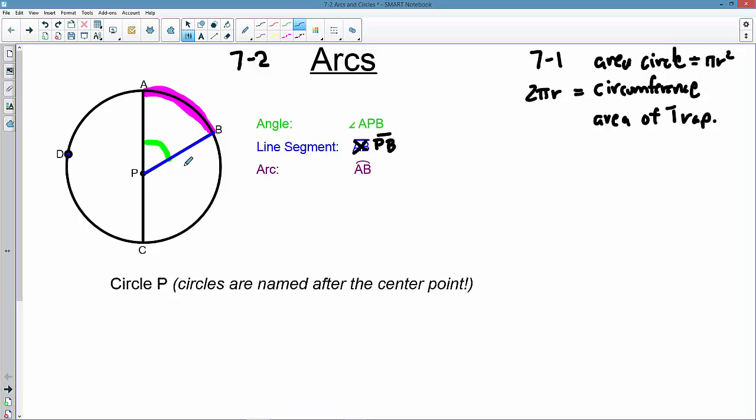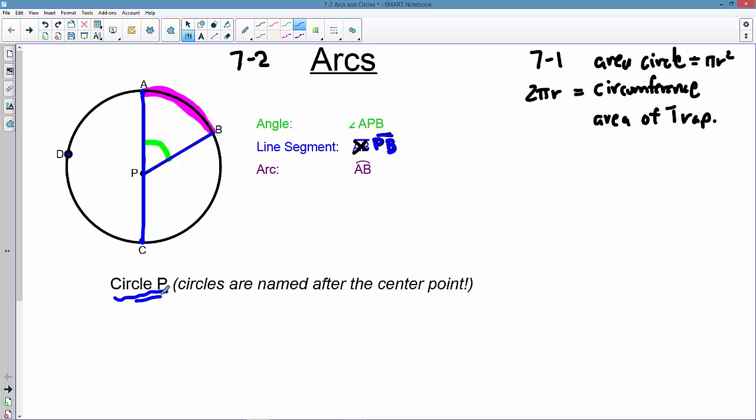So this segment PB, this blue segment, so that should have been blue, is a radius. Okay, not all segments are radius, of course, radii. And this segment AC is a diameter, right? Diameters are double the radius. They go all the way across. And that brings us to, how do I know that's a diameter, and how do I know it goes through the center of the circle?